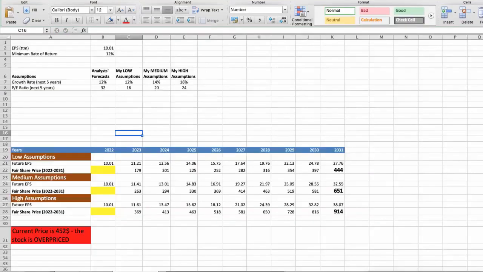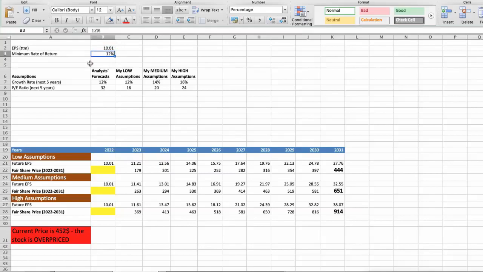Second model. Valuation based on earnings per share. This spreadsheet contains another financial data that we will use for the stock valuation. The current earning per share price for the company is 10.01. Minimum rate of return. I will use 12%, because when we invest in individual stocks, we are looking for a higher return than the S&P 500.